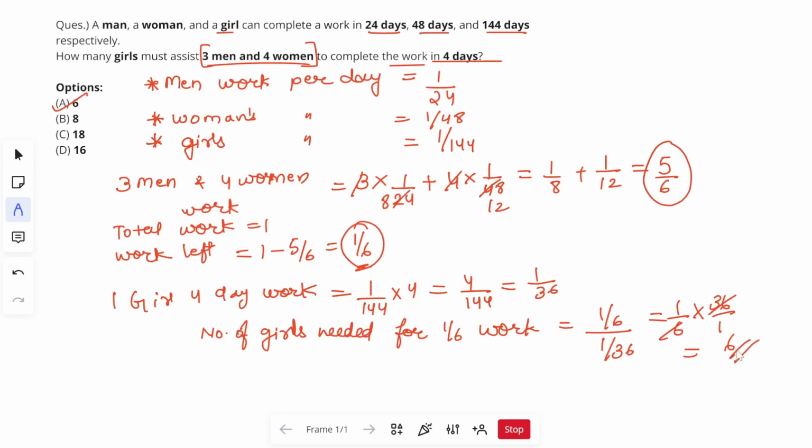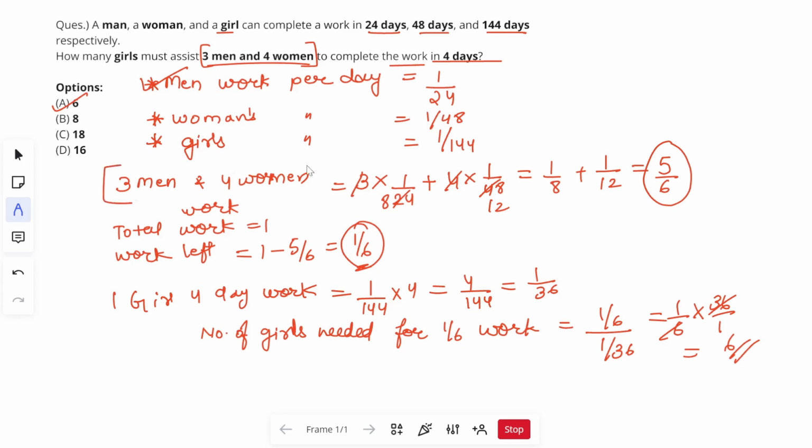Hope you have understood it. If you have not understood it, I would highly suggest to revise it once again. You will easily get it. First of all, we were given the data, that is men's work, women's work and girls' work, and how many days they will take to complete. Based on that, we have taken the work done per day: men's per day work is 1 by 24, women's per day work is 1 by 48, and girls' per day work is 1 by 144.